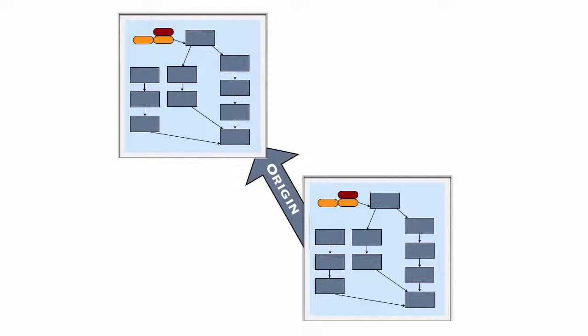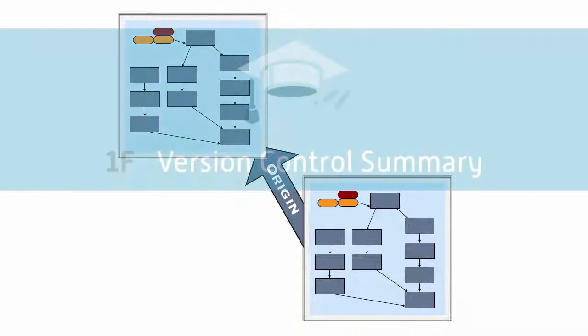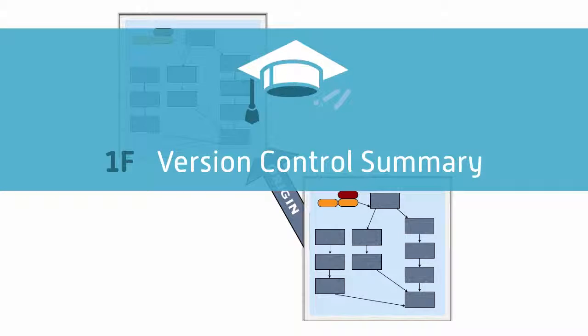Copying and coordinating repositories between multiple machines is called distributed version control, and it's a major innovation in version control systems. There's a lot more to it than I'm describing here, so check out your Git reference for more information. That's a brief introduction to version control with Git.